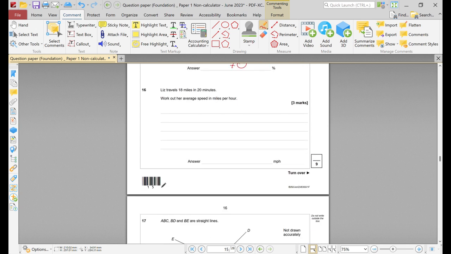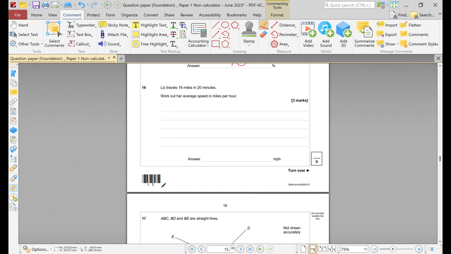Question 16. 18 miles in 20 minutes, speed in miles per hour. Well, 20 minutes is a third of an hour because there are 60 minutes in an hour. So that is in a third of an hour. We need to times that by 3 to make it into an hour. So 18 times 3. 18 times 3 is what?